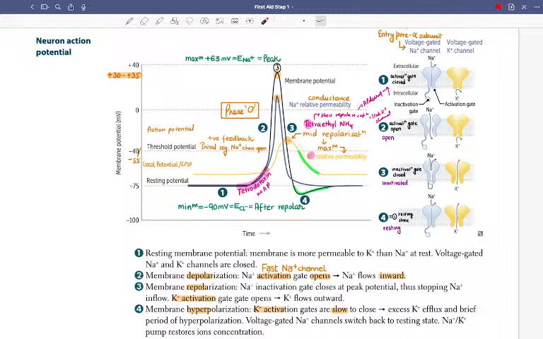Now let's go. First is resting potential, minus 75. Basically first we have a local EPSP, and after that we have fast sodium channels opening. So first one is what? The resting membrane is more permeable to potassium than sodium at rest. Obviously, that's why you have leaky potassium channels and all that, and voltage-gated sodium and potassium channels are closed in this resting membrane potential.